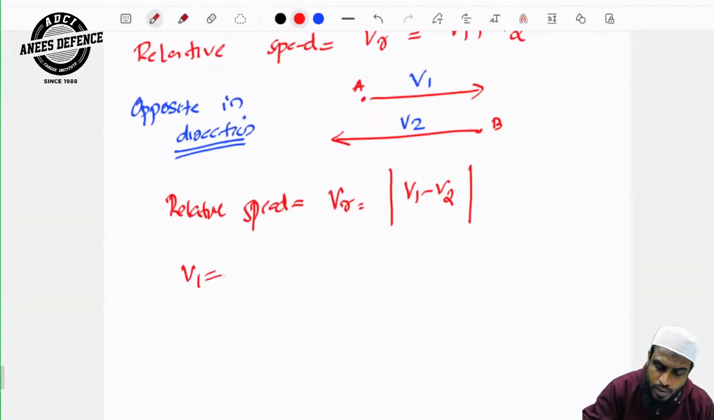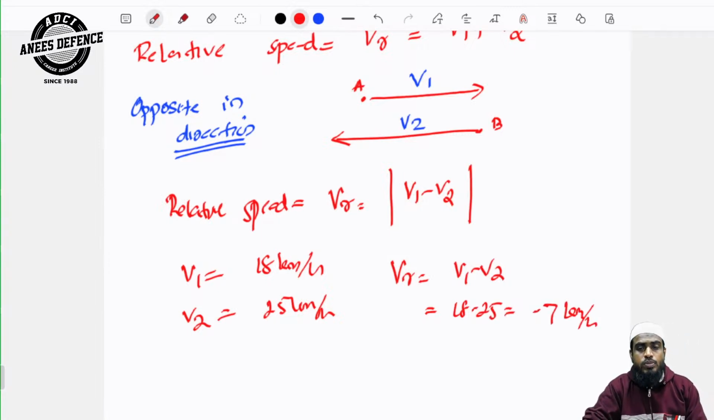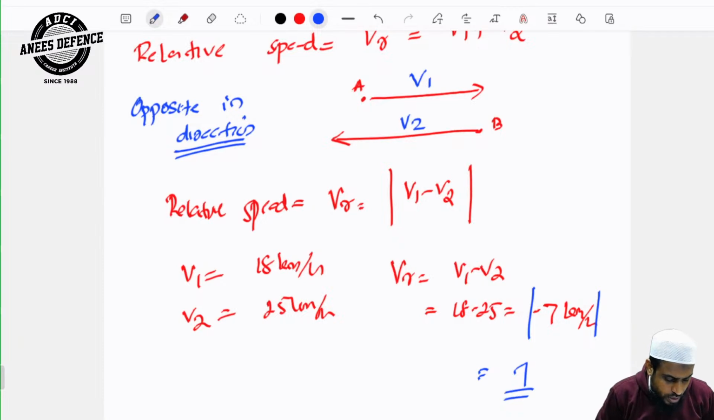For example, V1 is moving with a velocity of 18 kilometer per hour and V2 is moving with a velocity of 25 kilometer per hour. So relative speed is equal to V1 minus V2, that means 18 minus 25, that is minus 7. You cannot say that a body is moving at a velocity of minus 7 kilometers. That is meaningless. So we have to consider the magnitude. Whether it is V1 minus V2 or V2 minus V1, the velocity should not be negative. So we have to consider the magnitude only.